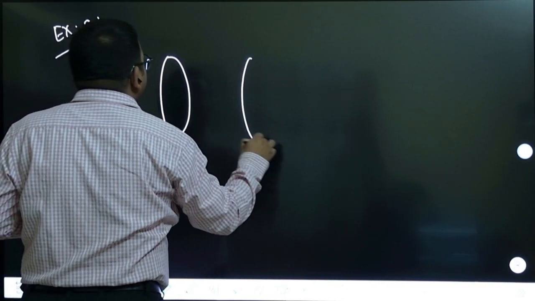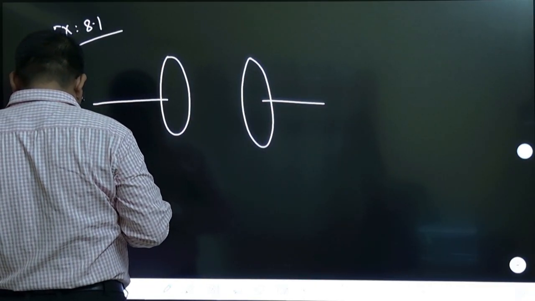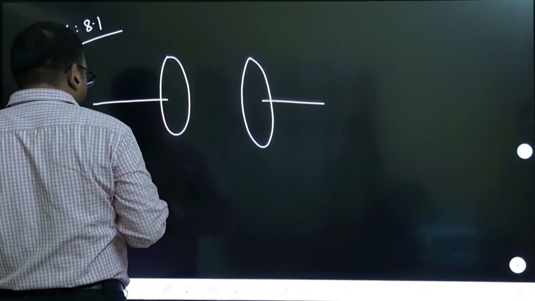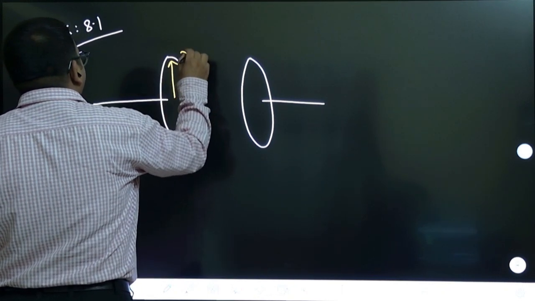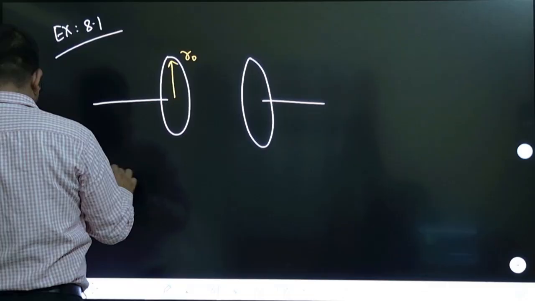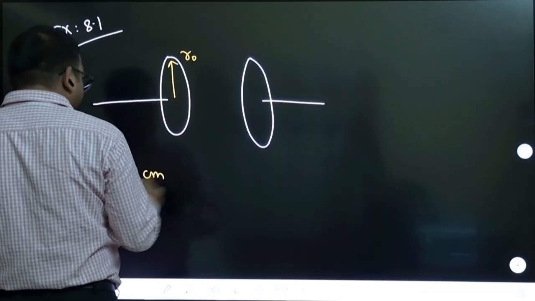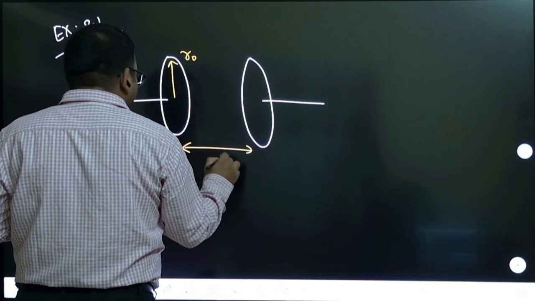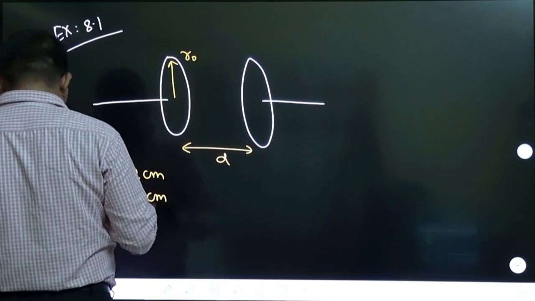Figure 8.6 shows a capacitor made of two circular plates. So there are two circular plate capacitors shown here like this. The radius of the circular plate, let us say R naught, they have given as 12 centimeter. Separation is also given, let us say separation is D. This D is given as 5 centimeter.